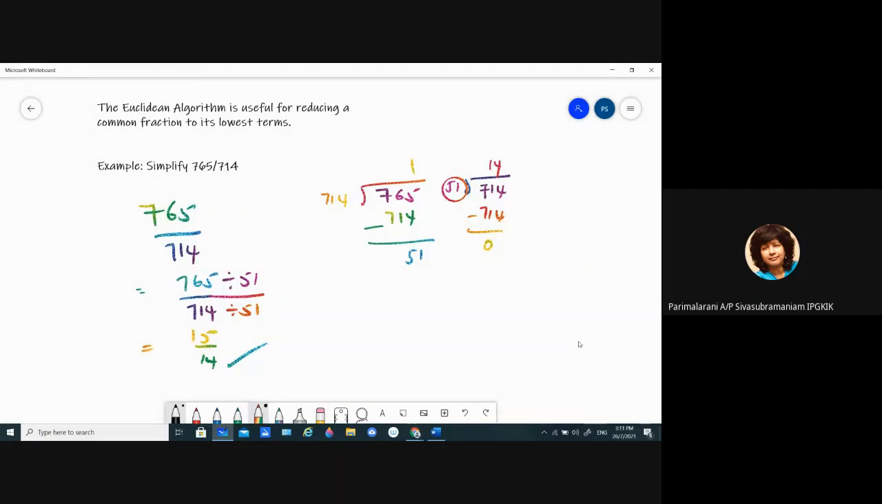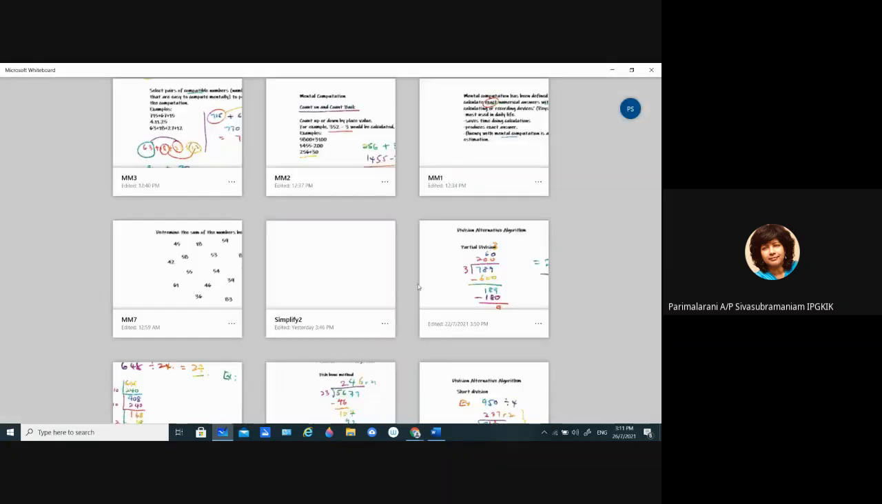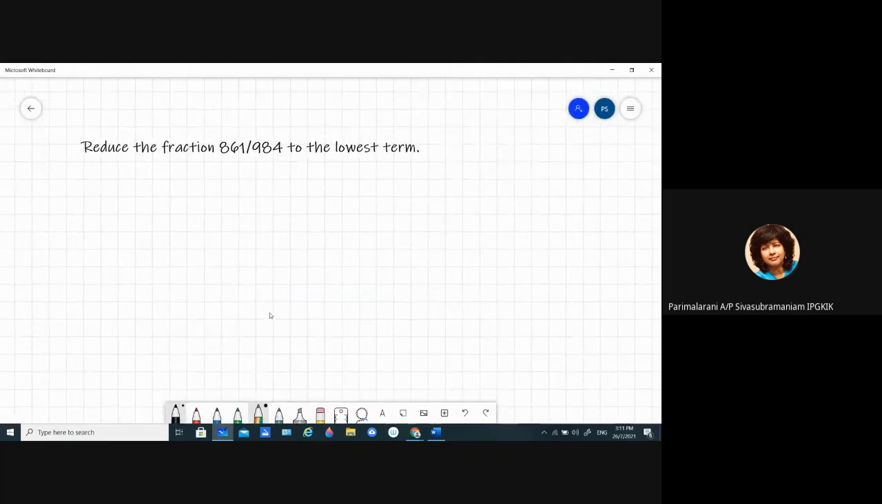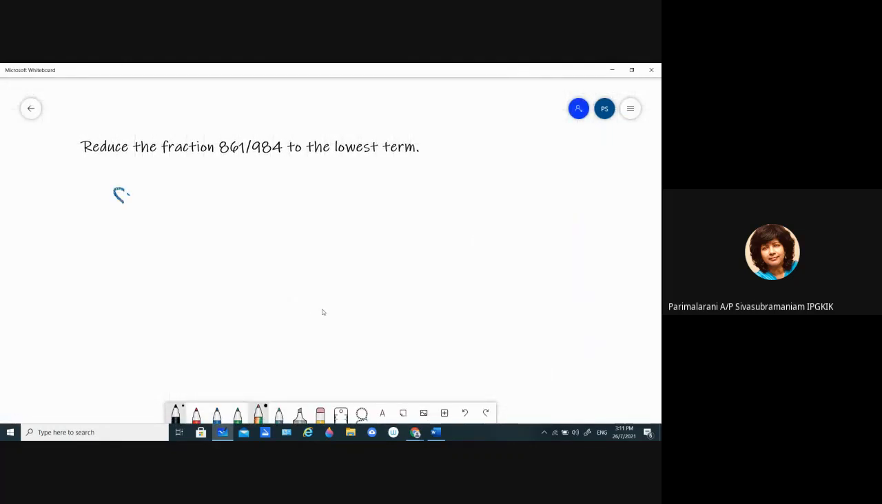If you want to find factors by yourself one by one, first dividing by 2, then by 3, by 5, it will take a long time. But you do it this way, you get your answer very quickly. Okay, let's try one more example for reducing fractions. Reduce the fraction 861 over 984 to the lowest term.